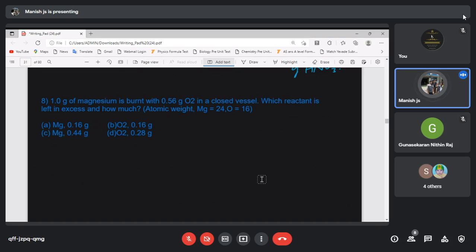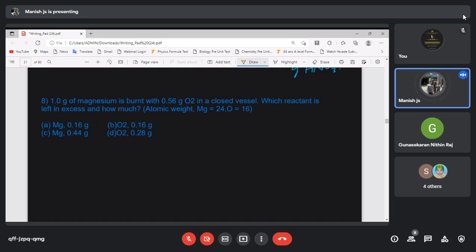So what is given, children, in the question? Anybody? So mass of magnesium equal to 1 gram. Mass of the magnesium is given as 1 gram. Okay. Fine. Then for oxygen it is 0.56. Then we have to write the equation of combustion. Yes, you should write the equation for the combustion, the formation of the product.